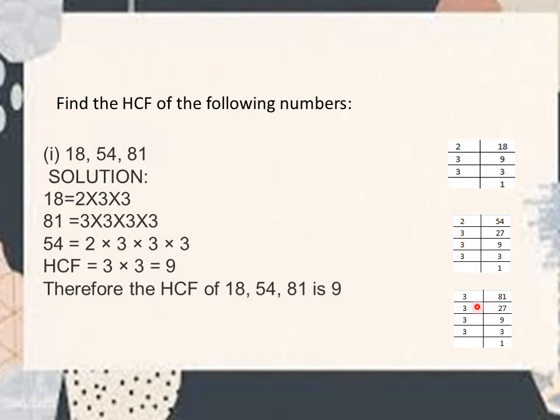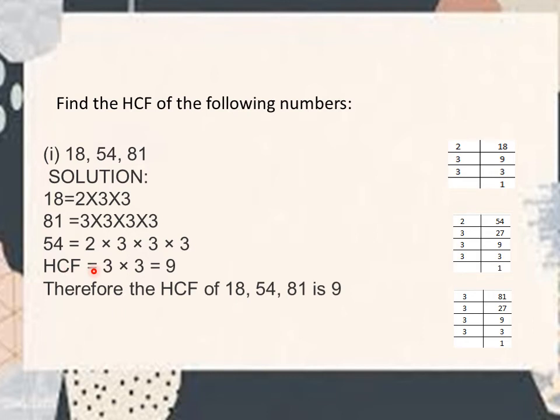Now factors for 81. 3 into 27 will give you 81, 3 into 9 will give you 27, 3 3s are 9 and 3 1s are 3. So the possible factors for 81 are 3, 3, 3 and 3. We will write it here. The factors for 18 are 2 into 3 into 3, 81 is 3 into 3 into 3 into 3, 54 is 2 into 3 into 3 into 3.